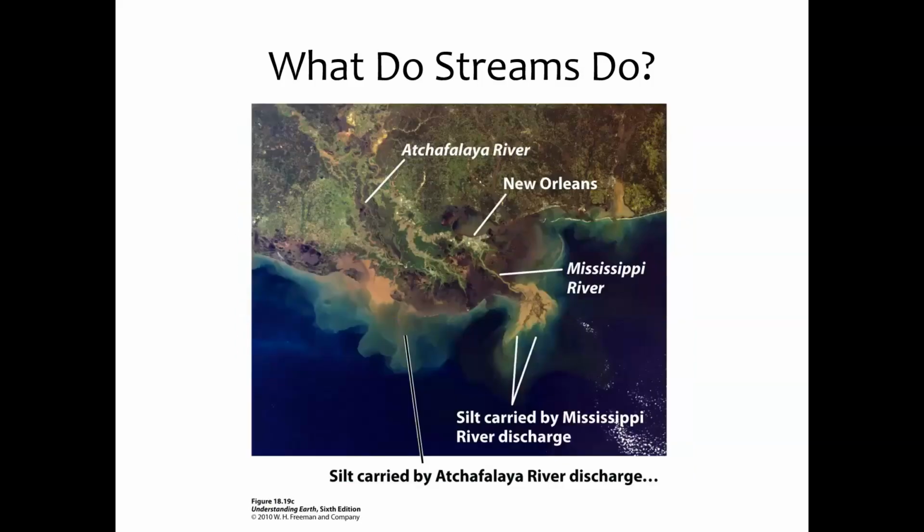Here's a satellite picture of what that looks like. You can see some of those old delta lobes and the newest lobe here.